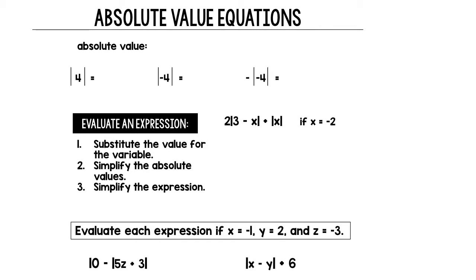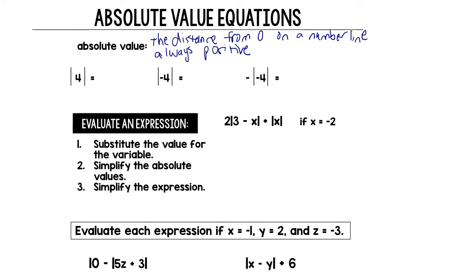Absolute value is the distance from 0 on a number line, and it's always positive.